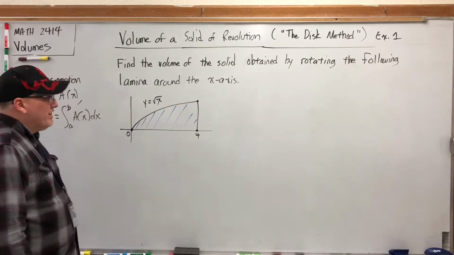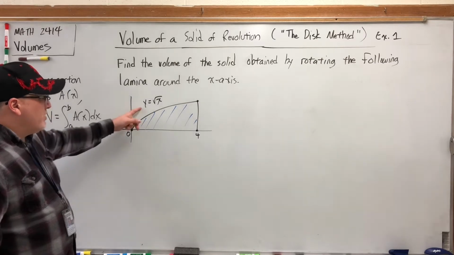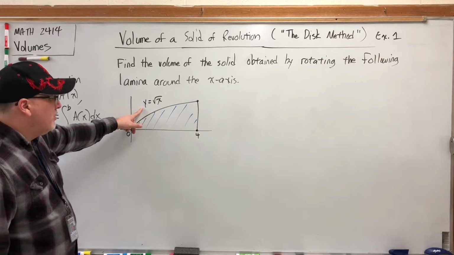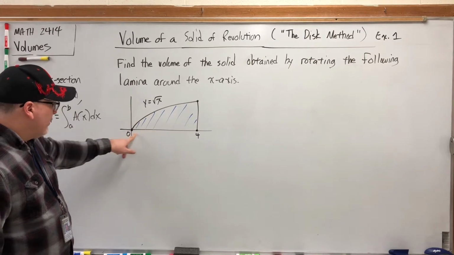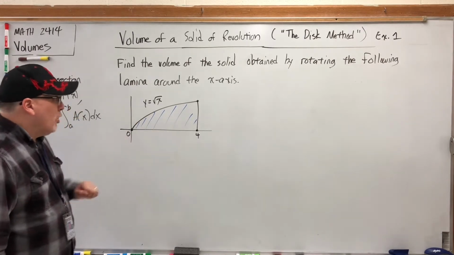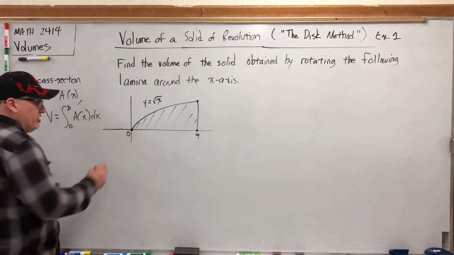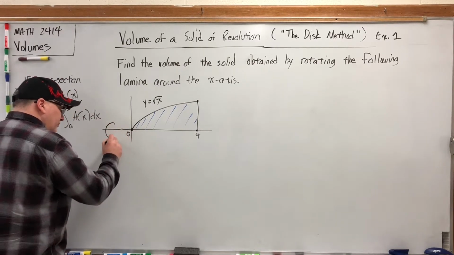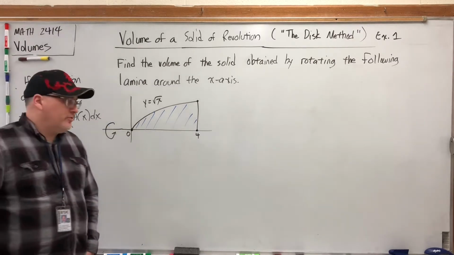For this one, we're going to take the lamina bounded by y equals the square root of x on top and bounded by the x-axis below, going from 0 to 4. And we're going to rotate this around the x-axis. The way I usually indicate the rotation is to draw a little circular arrow going around the axis of rotation.